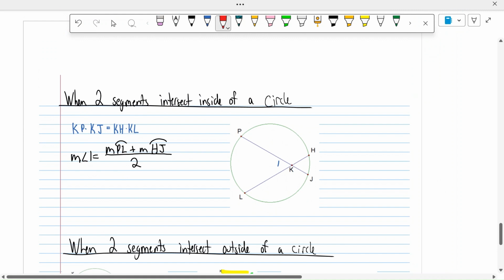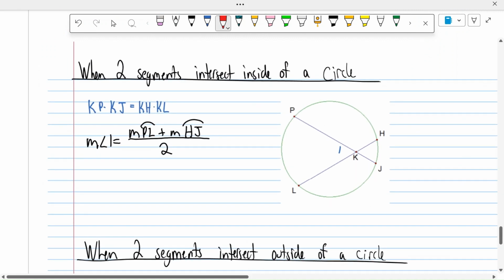So here is all of the formulas we've looked at so far. When two segments intersect inside of a circle like the chords, we have an equation representing the segment lengths, and we have an equation representing the angle measurements. Notice that in the segments, point K is the most important one because it's in all of those segment names. KP times KJ equals KH times KL. Angle 1 is inside the triangle, so you add together and divide by 2. Inside, we're adding and dividing by 2 for those angle measurements.